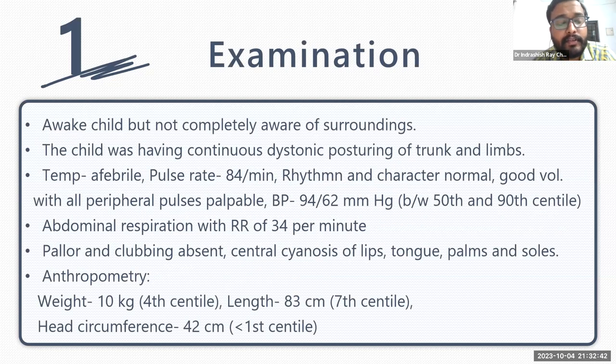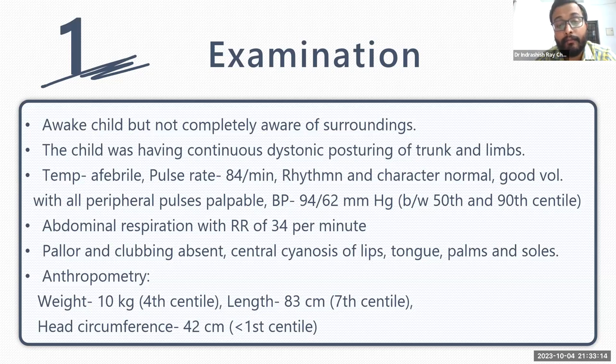So on examination, the child was awake, but not completely aware of surroundings. The child was having continuous dystonic posturing of the trunk and the limbs. Vitals were stable, abdominal respiration with a respiratory rate of 34 per minute, pallor and clubbing absent, central cyanosis of lips, tongue, palms and soles was observed. Anthropometry revealed weight of 10 kg, which lies on the 4th percentile, height of 83 cm, which lies on the 7th percentile, and microcephaly: head circumference is 42 centimeters, less than the first percentile.